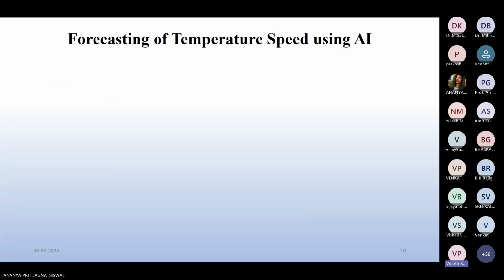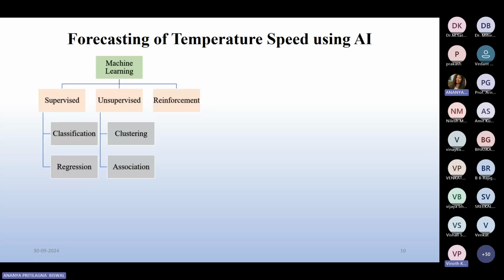So, we have done the forecasting of temperature using artificial intelligence techniques. As we know, machine learning is basically of three types: supervised, unsupervised, and reinforcement. Again, supervised is classification and regression, and unsupervised is clustering and association.